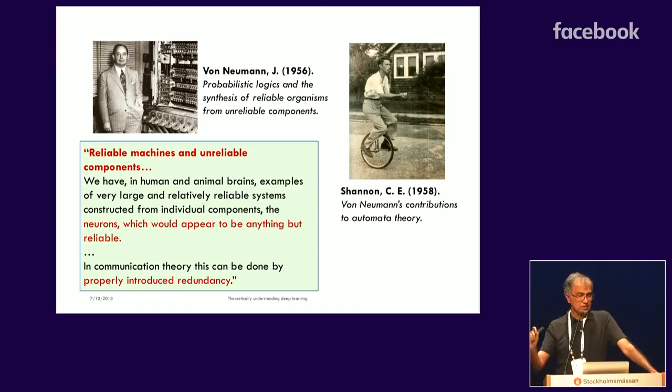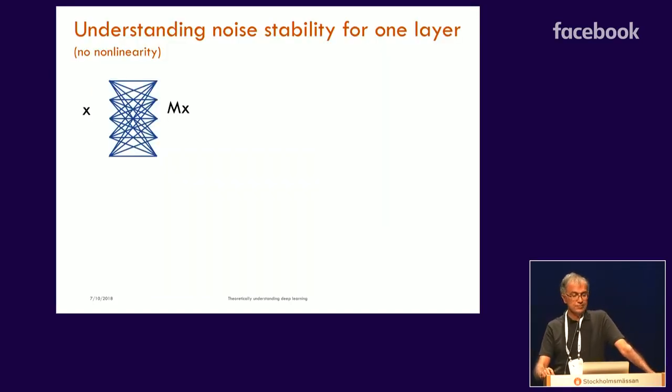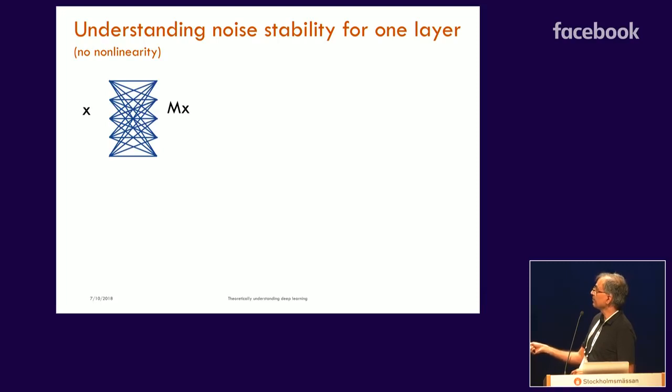But wait, in deep nets there are no error-correcting codes, right? So what's going on in deep nets? Let me tell you the noise stability notion, where this noise stability may arise in a deep net. Let's consider one layer, no nonlinearities, a fully connected layer. That's just a matrix transformation. You input some vector x in the layer, and out comes M times x, where M is the matrix of the layer. Noise stability says that if I input, instead of x, x plus eta, where eta is a Gaussian vector, then out comes M times (x plus eta).